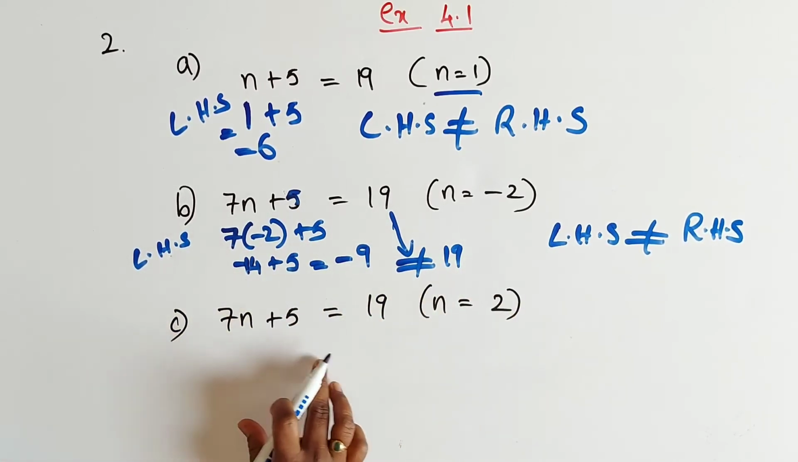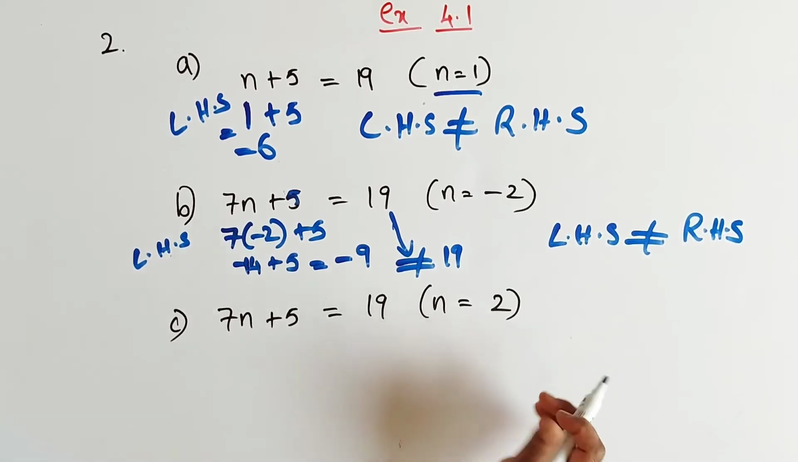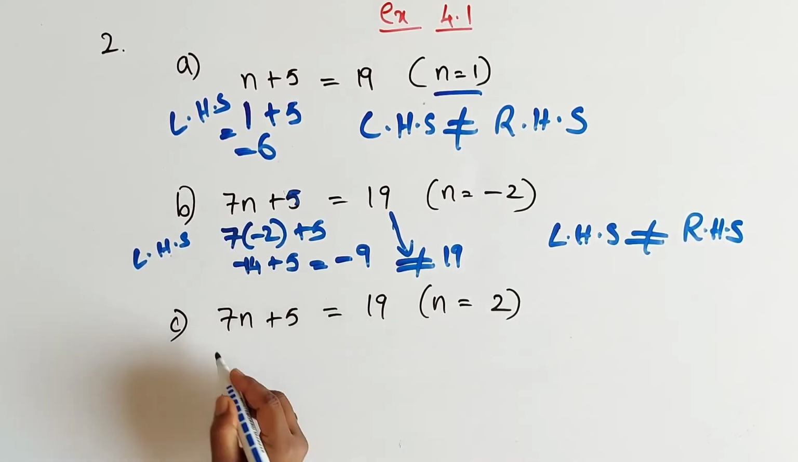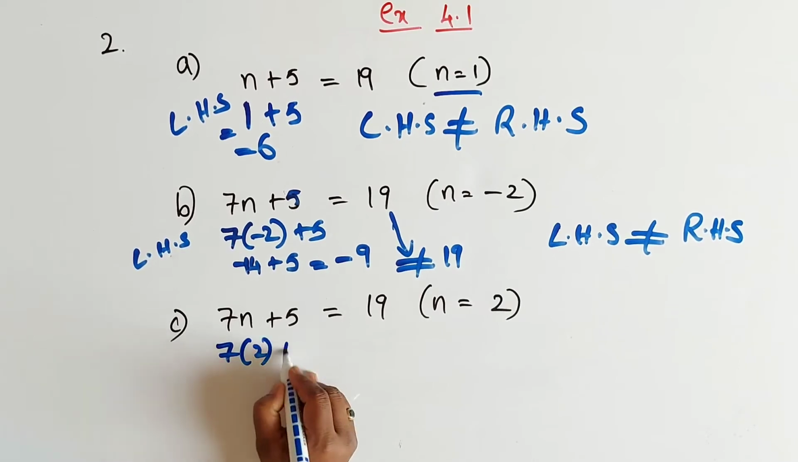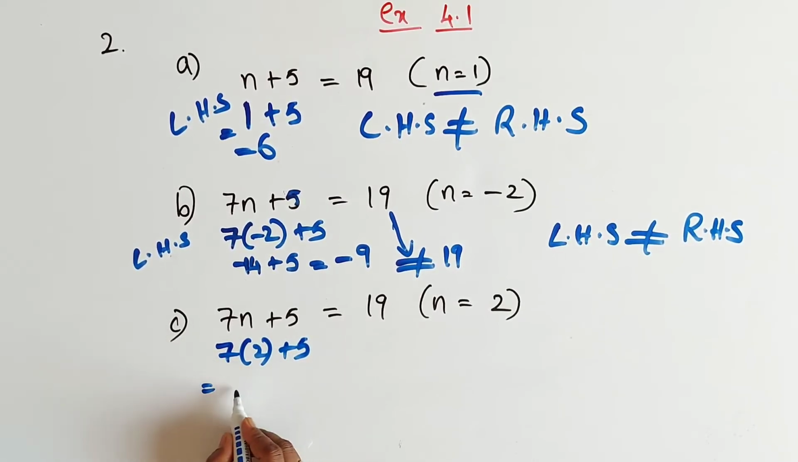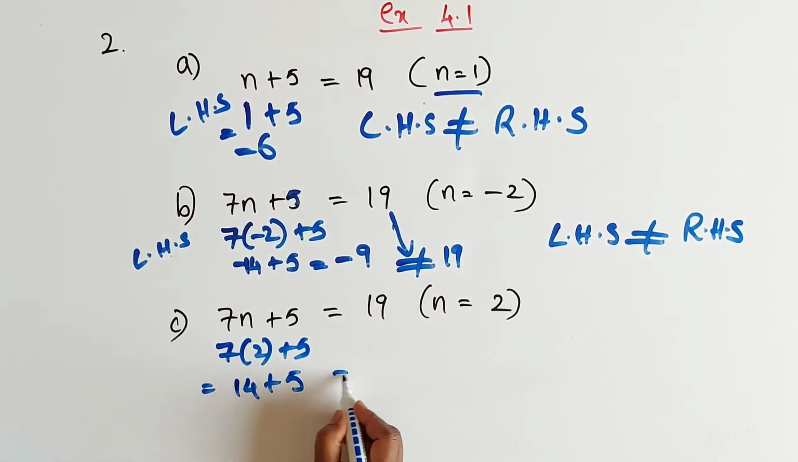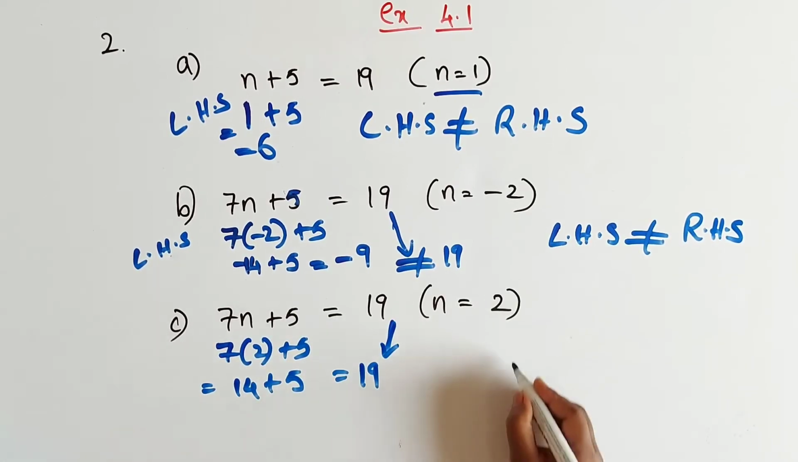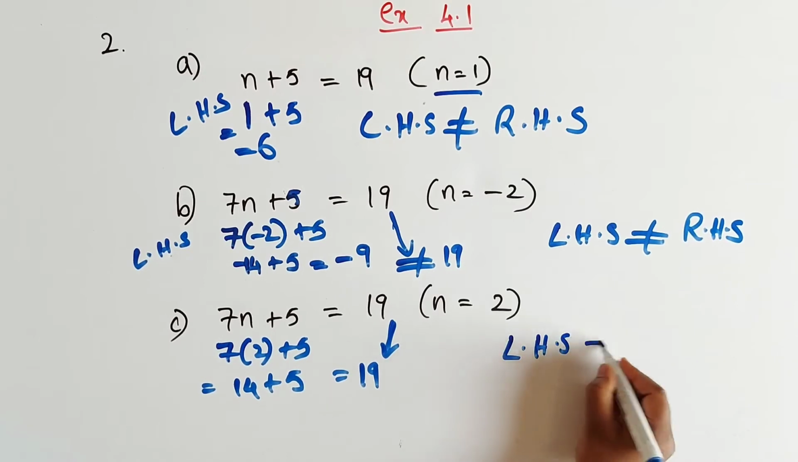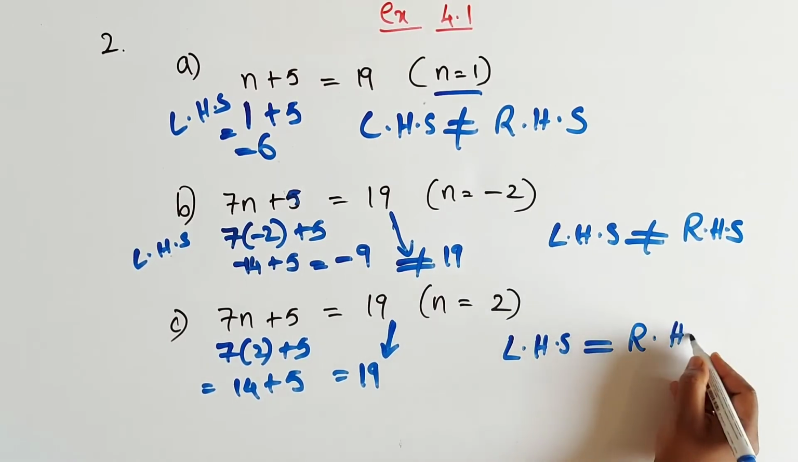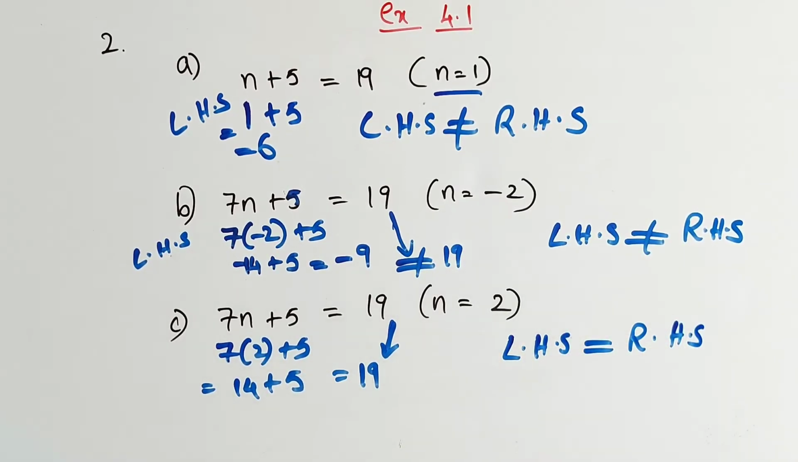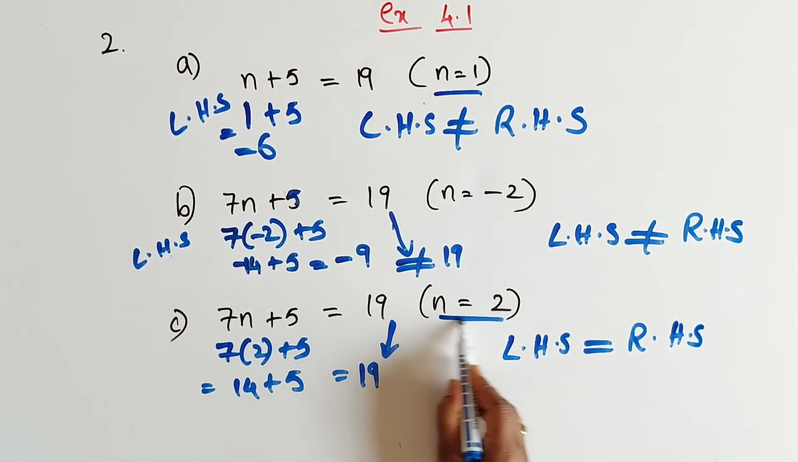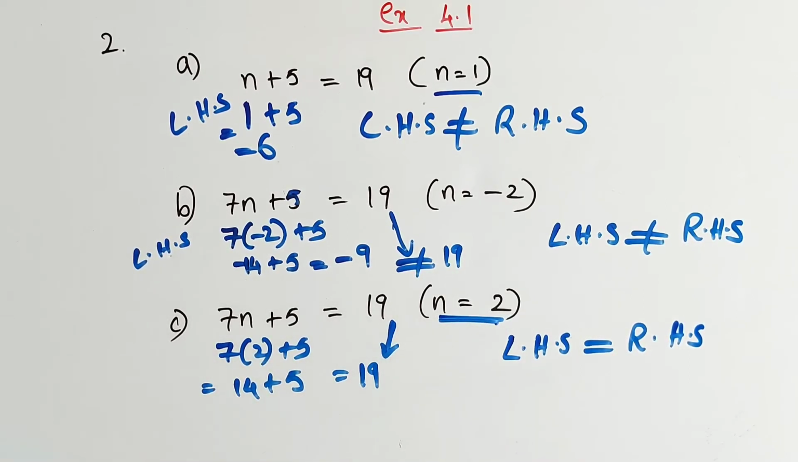See, 7n plus 5 equal to 19, n equal to 2. Now we'll put n equal to 2 here. 7 of 2 plus 5. 7 2s are 14 plus 5, that equals 19. Here RHS value is also 19, children. So here LHS is equal to RHS, right hand side value. That means n equal to 2 is the solution of this equation.